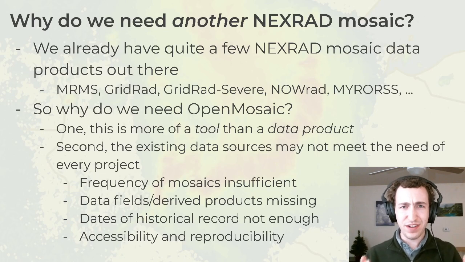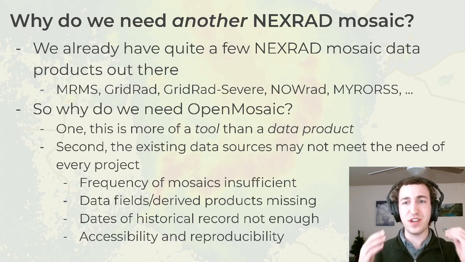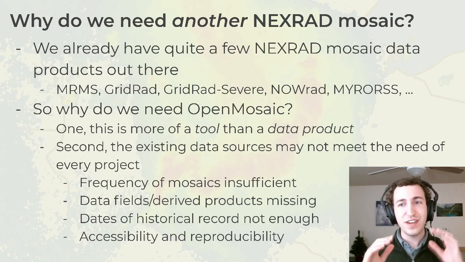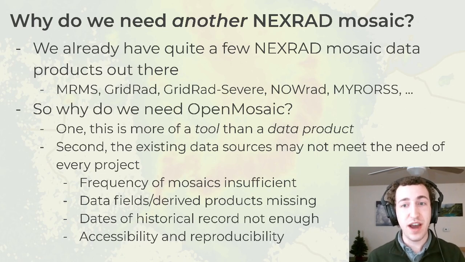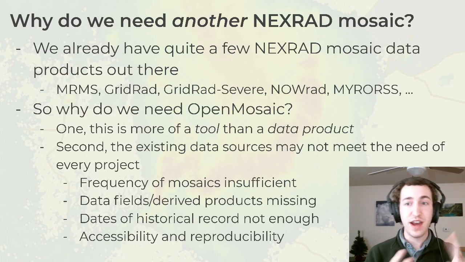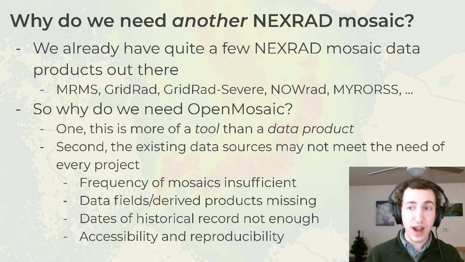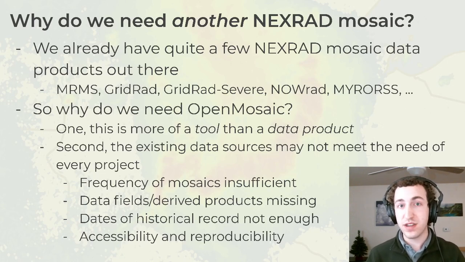If you're used to the field of radar meteorology, you know that there's a lot of NEXRAD Mosaic data products already out there. There's MRMS, there's GridRad and GridRad Severe, there's NOWrad, MYRORRS, multi-year reanalysis of remotely sensed storms in development. So why do we need another one? Why do we need OpenMosaic?